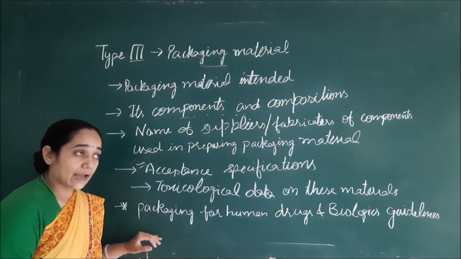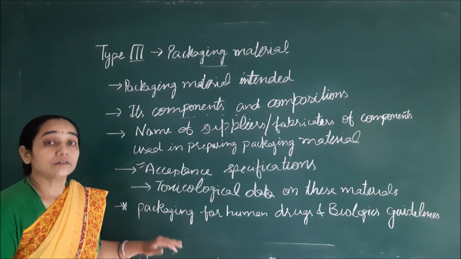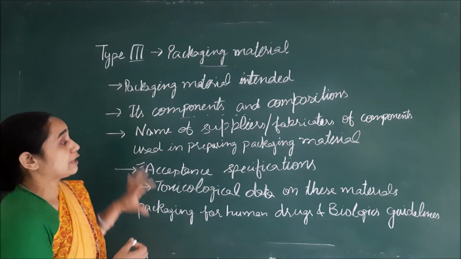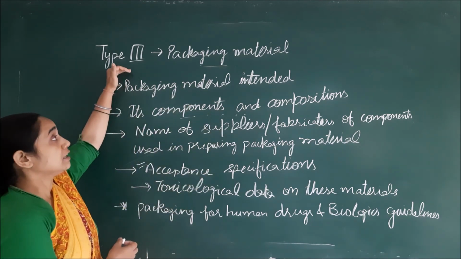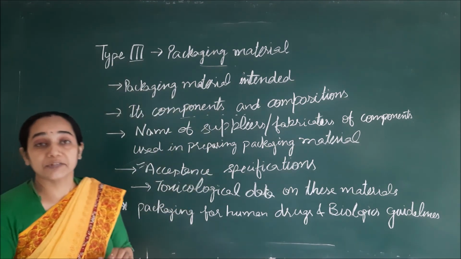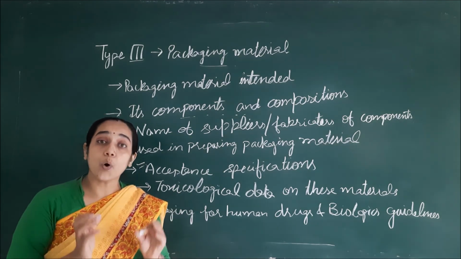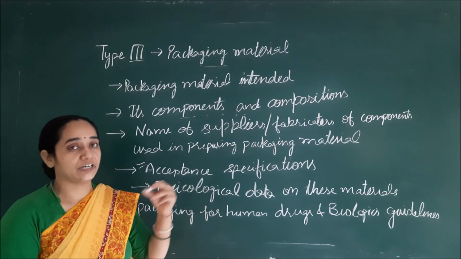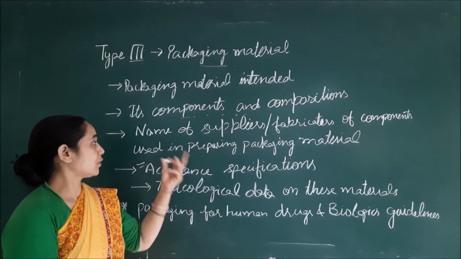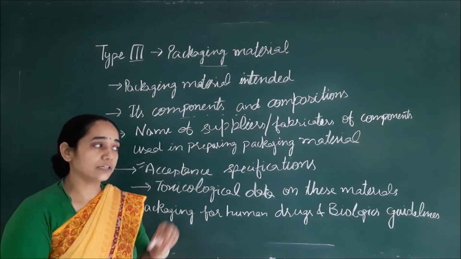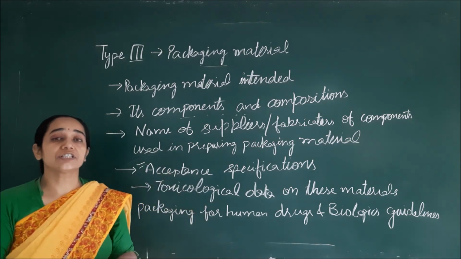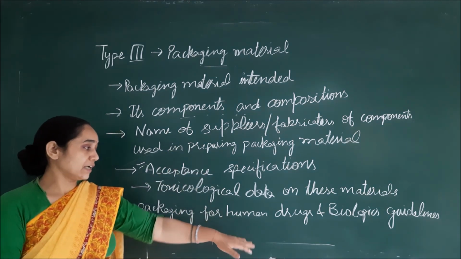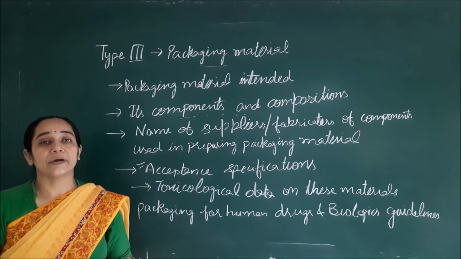Under these guidelines, all the instructions are given according to which the data will be summarized in the type 3 DMF, which contains all the information about the packaging material, whether its composition, its toxicological data, its suppliers, fabricators, or the acceptance specifications. All these will be written according to the guidelines for human drugs and biologicals as specified by the FDA.